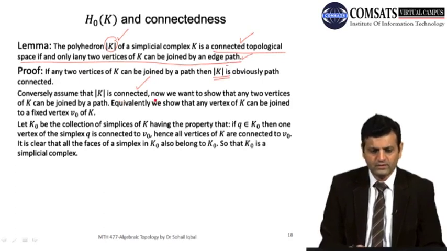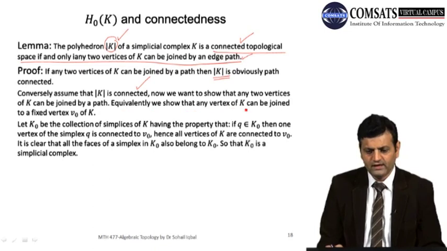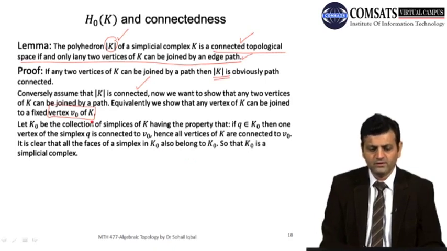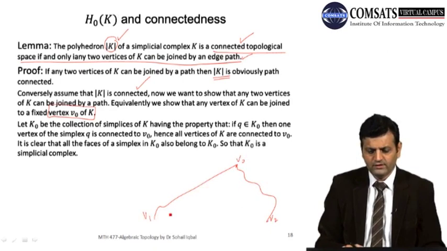Now conversely, if this is connected, then we want to show that any two vertices can be joined by a path. Equivalently, we show that any vertex of K can be joined to a fixed vertex V0 of K. Instead of showing that any two vertices can be joined by a path, we just show that any vertex can be joined with this V0. Let's say this is V1, this is V2. V1 can be joined by some path with V0, V2 can be joined by some path with V0, then of course V1 and V2 can also be joined by some path. So that's our strategy.